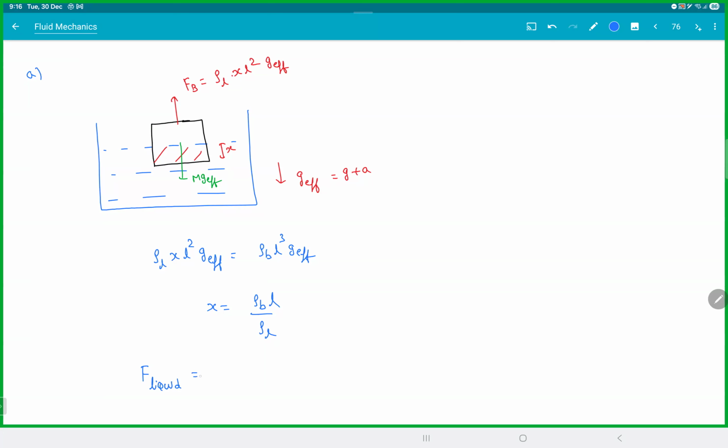What is the force due to the liquid? P naught plus rho G effective X into L square. So FB and FL will increase.